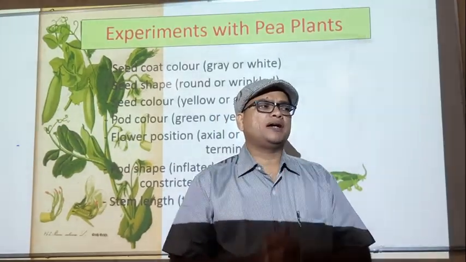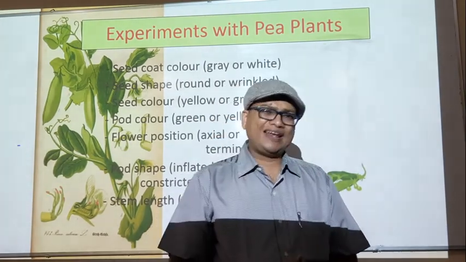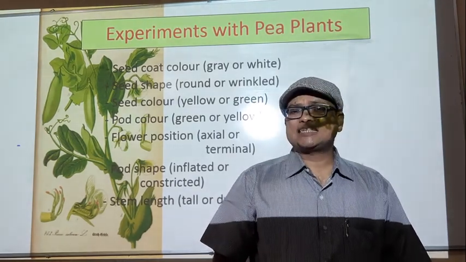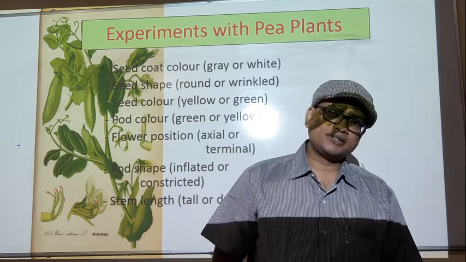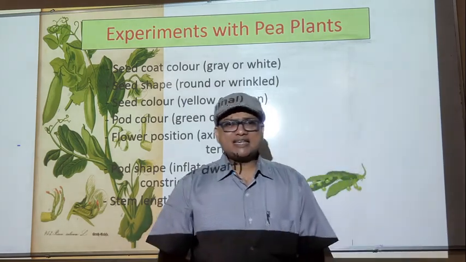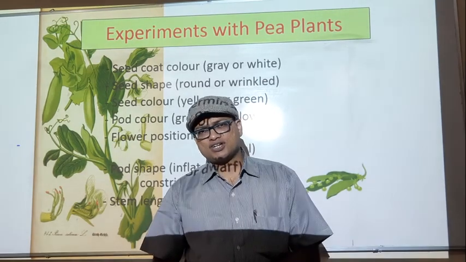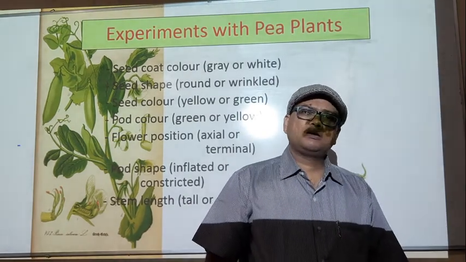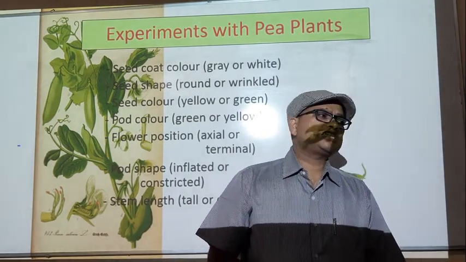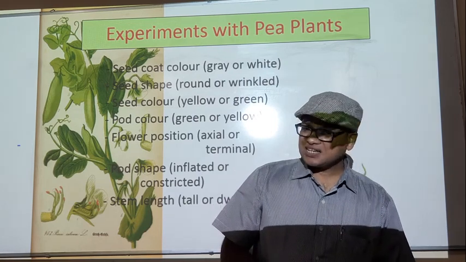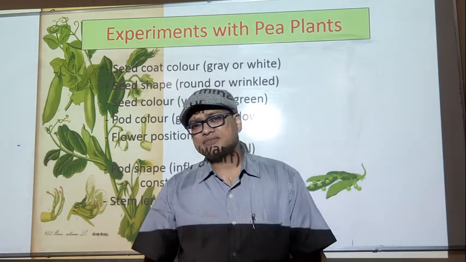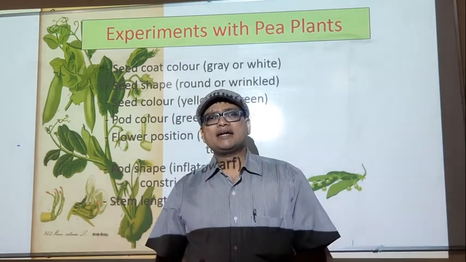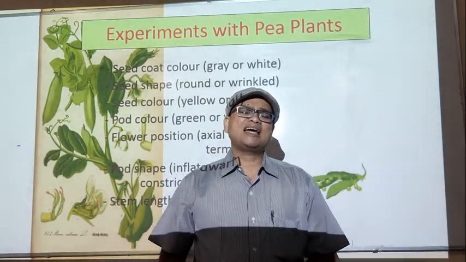The flowers of the pea plant are well exposed and easy to study. Its male and female parts are well distinct. So we can easily study the floral structure and sexual structure of the pea plant. Since the pea plant has certain distinct and observable characters that can be studied in different generations, Mendel selected the pea plant for his experiment.